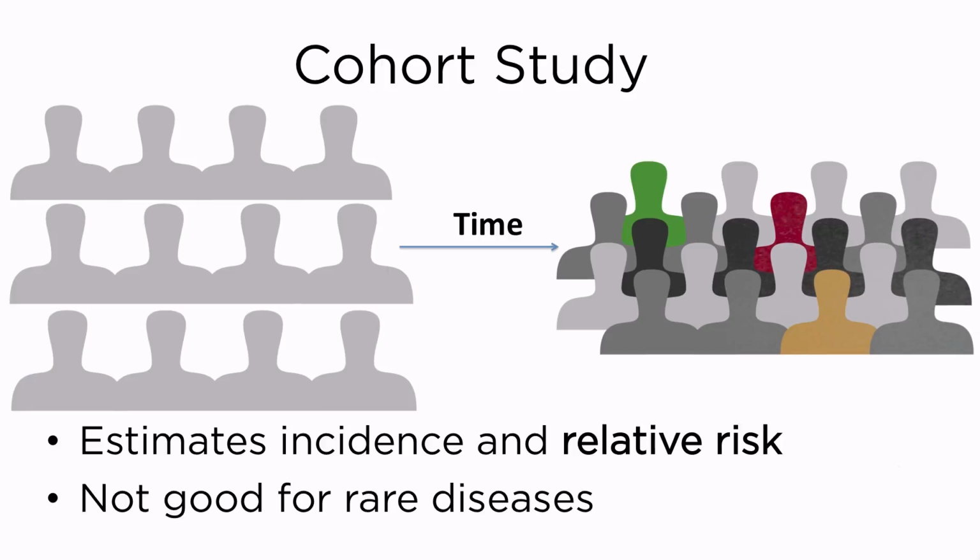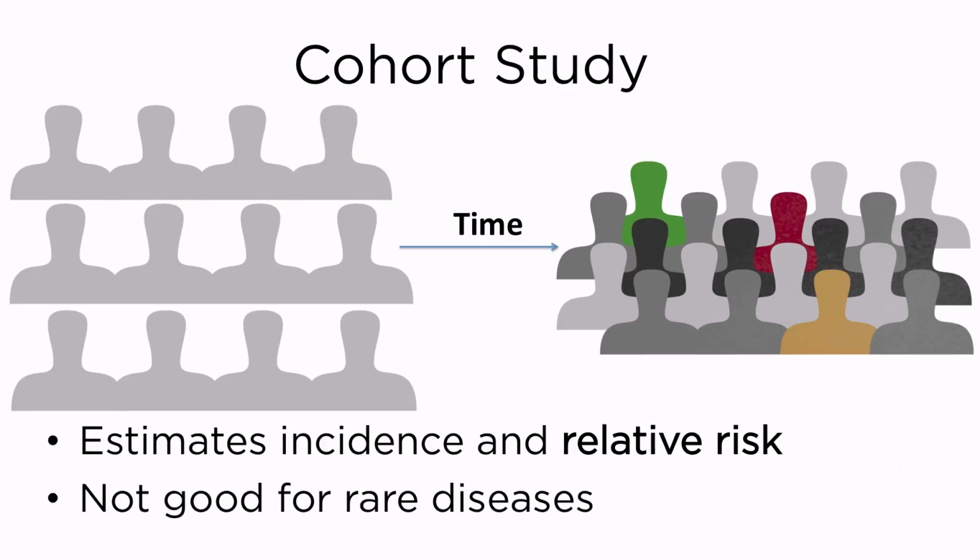The most important aspect of a cohort study is that the disease status is not known at the beginning of the study. This will give you an estimate of the incidence and can also estimate relative risk. We're going to talk more about these measures in part 4, so just sit tight for now.